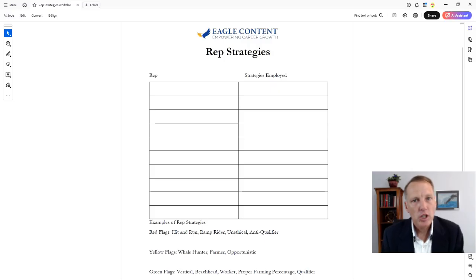It's not a big spreadsheet. I want to get you in the habit of starting to complete these worksheets. This will help you be prepared when you meet with the rep, where you can say, here's what the data is telling me. Help me understand if you believe this is who you really are. And they may have red, yellow, and green flags in the strategies that you're seeing in the data. Put that down and be sure to ask to clarify around it.